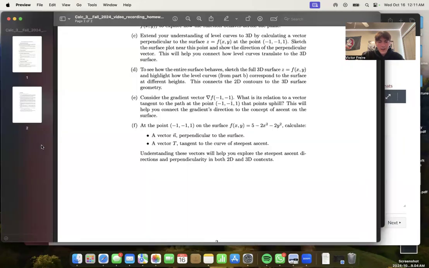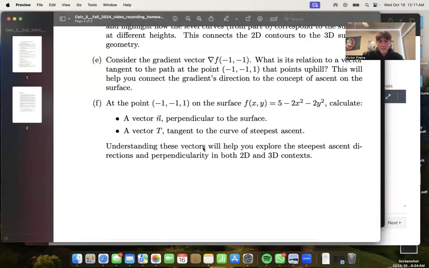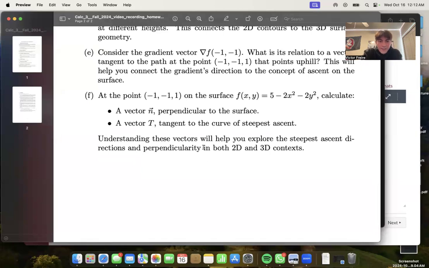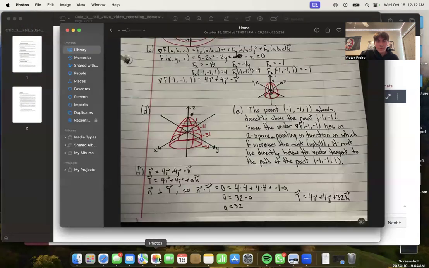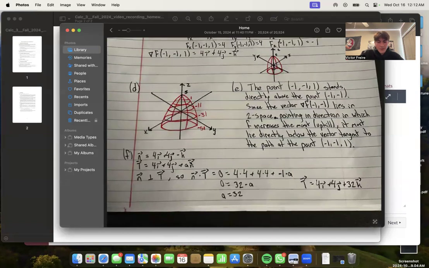And finally, we have part F. Part F is saying, at the point (-1, -1, 1) on the surface, f(x, y) = 5 - 2x^2 - 2y^2, calculate a vector n perpendicular to the surface and a vector t tangent to the curve of steepest ascent. It just says understanding these vectors will help you explore the steepest ascent, directions, and perpendicularity in both 2D and 3D contexts. Okay.